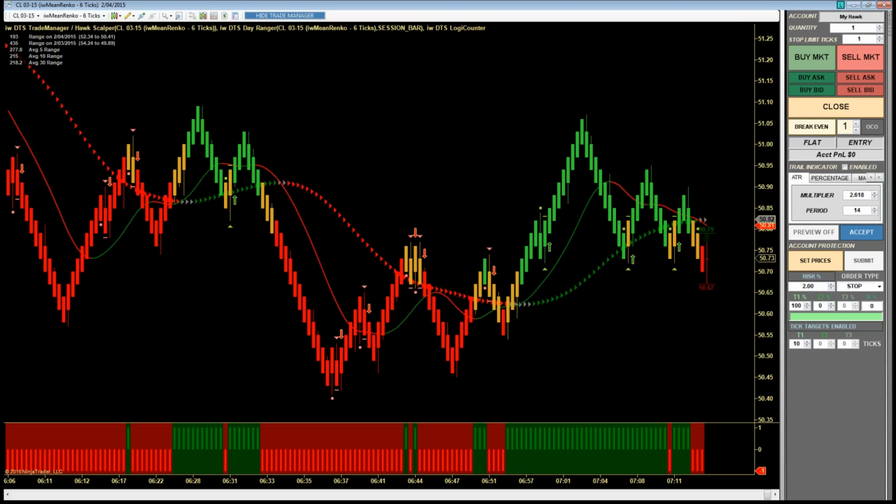Just a quick mention of the secondary tools that you see on here. These tools are all available as a standalone, and they will work on any chart, not just DTS charts. So here on the Hawk, I have a tool called the Day Ranger. And the Day Ranger tells you your average daily ranges and your current range. So you get an idea as to what kind of range to expect out of the market.